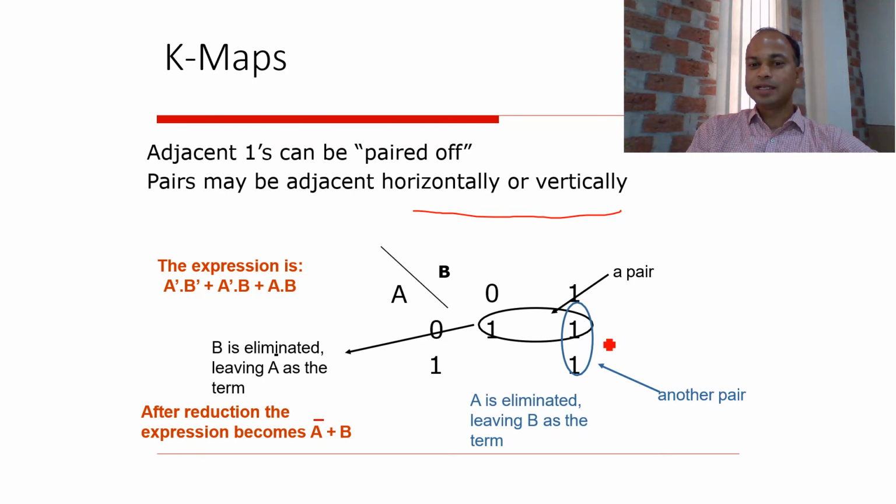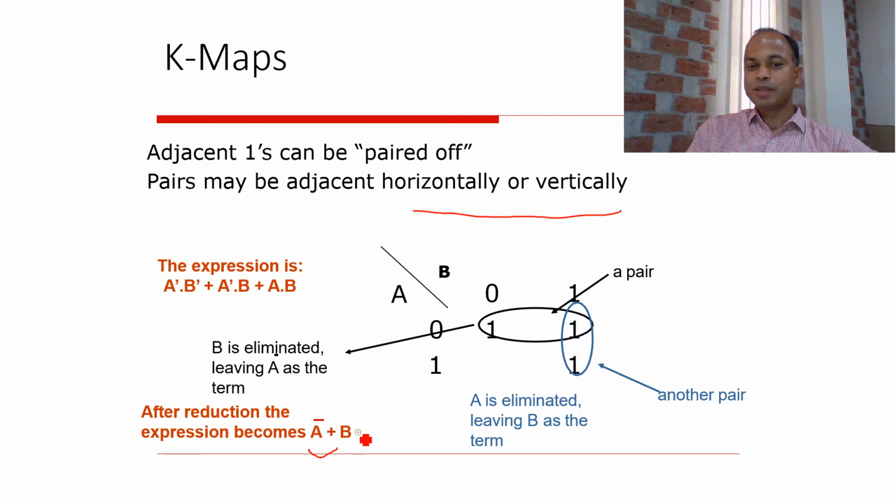If we take this pair, then this is basically our complete row, and this row is our A dash. So we have written A dash. If we take this column, then this value is 1. This is B dash, this is B.